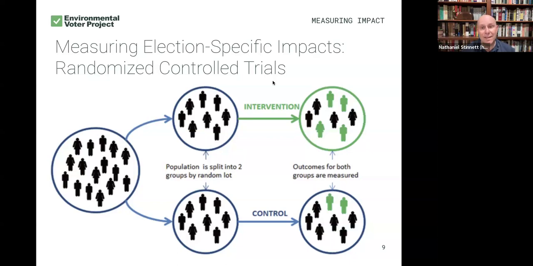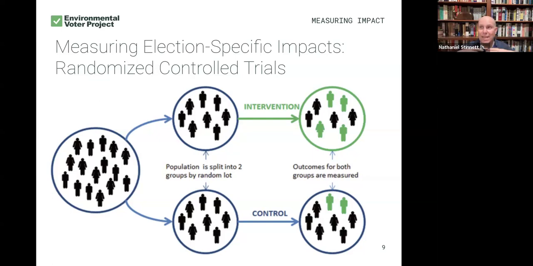And so after the election, what we are then able to see is how many of the low propensity environmental voters in our control group voted. That's the group we did not message to. And then compare it to how many low propensity environmental voters in our treatment group voted. That's the group that we did message to. And what this process then enables us to do is isolate what our sole impact was on turnout while controlling for all outside variables, right?